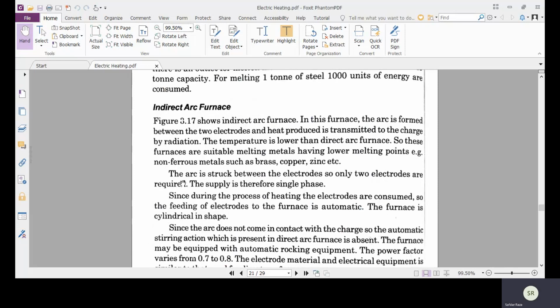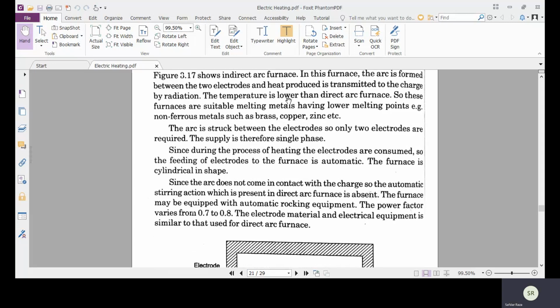Now we will move towards the detail of this indirect arc furnace. In this furnace, the arc is formed between the two electrodes, and the heat produced is transmitted to the charge by radiation. The temperature is lower than in the direct arc furnace, because in the direct furnace there is direct contact of the arc with the material to be heated, but here the arc is produced somewhat above the material, so the temperature is lower than the direct arc furnace.